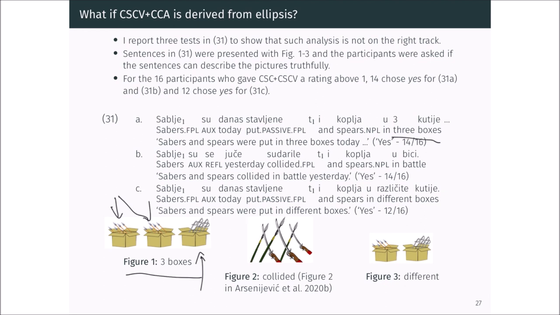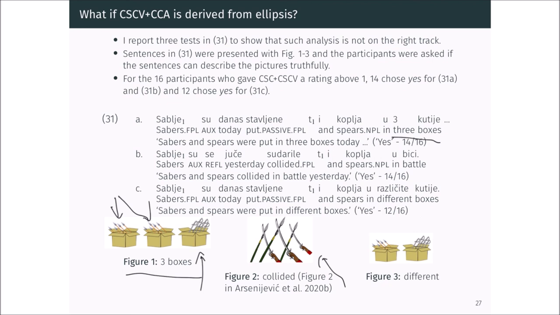31B is a diagnostic I took from Asaniyevich et al. 2020, the syntax paper, and figure 2 was their figure 2 in this paper. This is the collective reading of predicates like collided. Sabers and spears collided in battle yesterday. In this figure, you can see that it's one saber and one spear colliding, and another saber and another spear colliding. It's not the case that sabers were colliding with themselves or spears were colliding within themselves. So again, this cannot be truthfully generated if this were ellipsis.